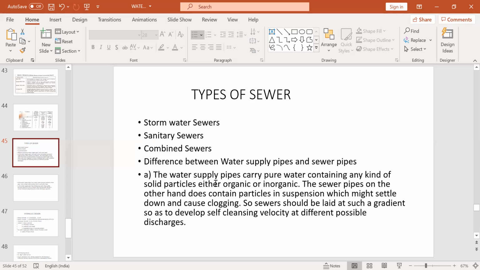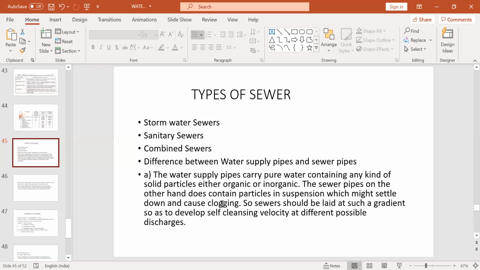The first difference is that water supply pipes carry pure water without containing any kind of solid particles, either organic or inorganic. So it will contain pure water. The water after the treatment will be carried by the water supply pipes to the final household, pertaining to certain pressure, of course. There is some design pressure for which the water supply pipes are designed, and at that particular pressure, water is carried through the water supply pipes.